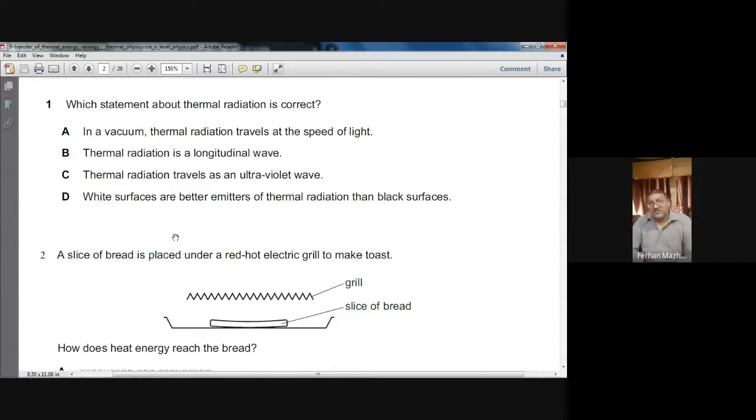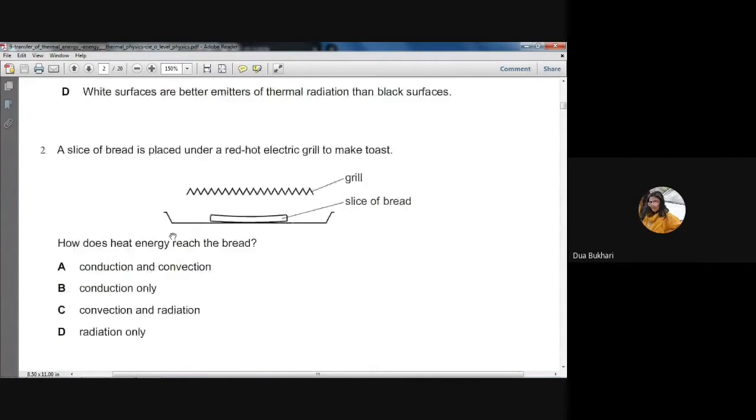The first one, the first choice, in a vacuum, thermal radiation travels at the speed of light. That is the right option. So for question number 1, right option is A. Do you understand? Yes, sir. Okay, the next one. Question number 2 is on your screen.